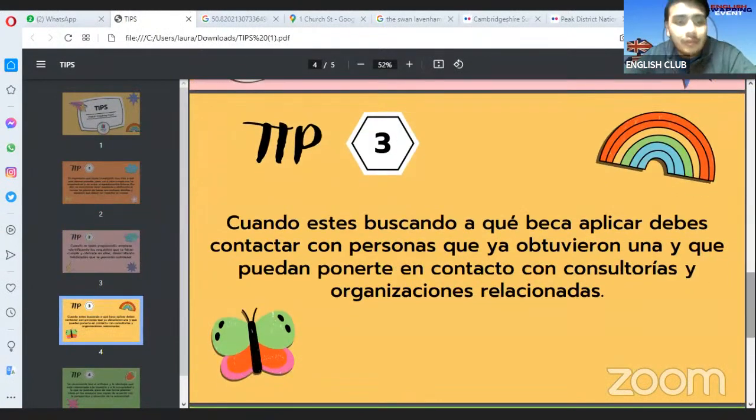Como tercer tip tenemos que cuando vayas a aplicar a una beca, debes contactar con las personas que ya tuvieron una y que puedan ponerse en contacto con consultorías y organizaciones relacionadas. Así ellos te puedan dar una visión más profunda, ya que ellos ya lo han pasado, de cómo más o menos se trata la beca.